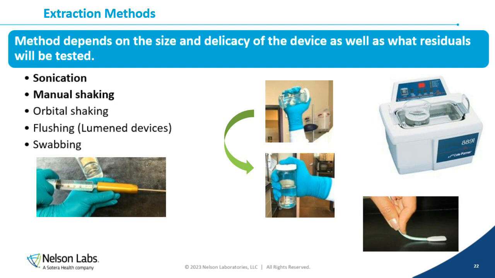Extraction methods that are commonly used are sonication, manual shaking, orbital shaking, flushing for lumen devices, or swabbing. You may recognize this slide from yesterday's presentation as well, because a lot of the same methods used for cleaning validation extractions, you can apply for disinfection level extractions as well. You just want to make sure that you choose an appropriate method for the device based on its size and delicacy. And again, you want to make sure you choose an appropriate neutralizer to ensure you're neutralizing any residual disinfectant.